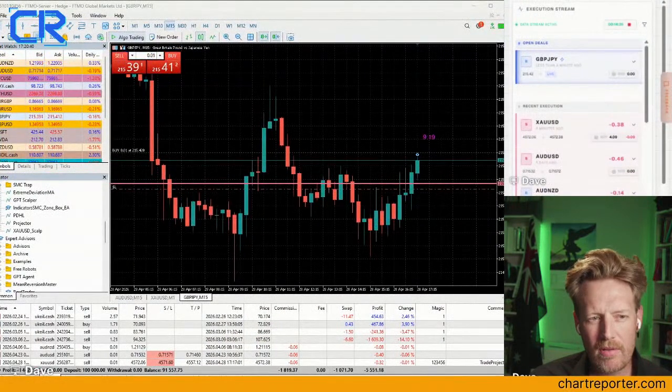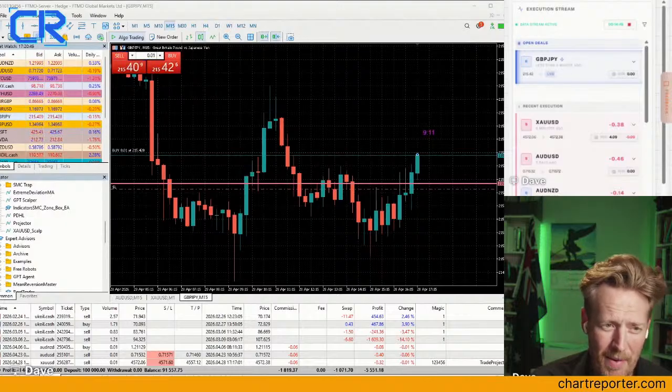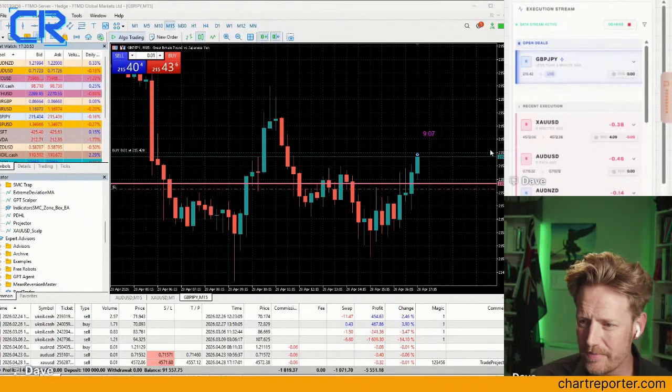If I'm ever showing the wrong thing on the main screen, I apologize. Just drop a comment and say, hey, Dave, put the chart back in the middle. But as you can see, as I made that trade, GBP JPY appeared straight away in the journal.